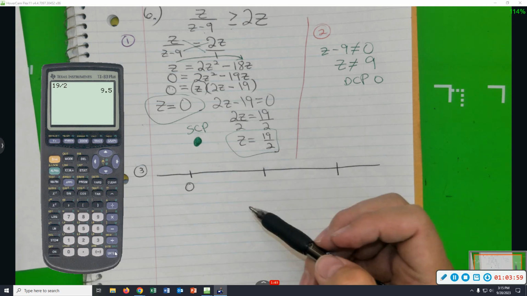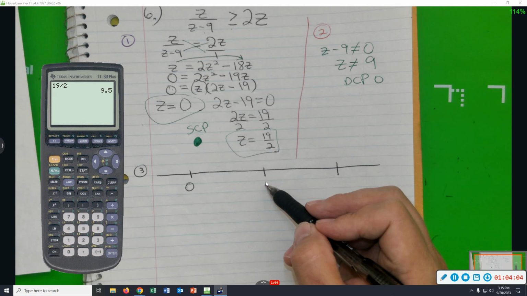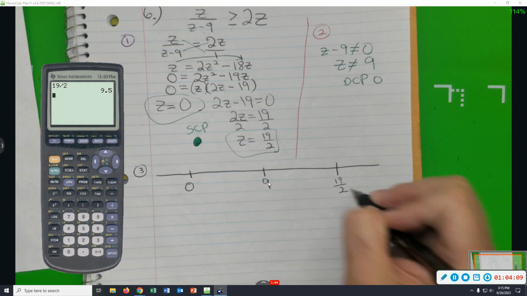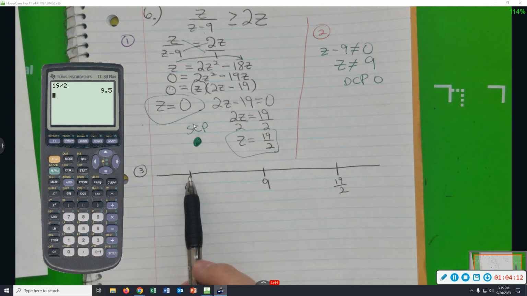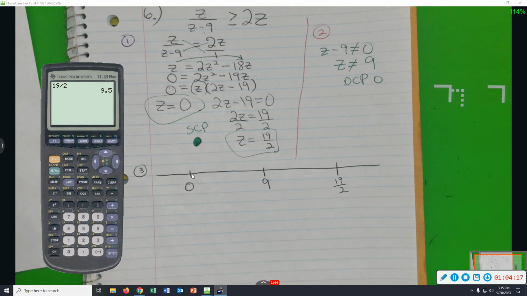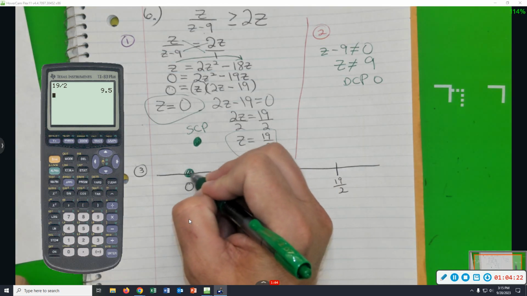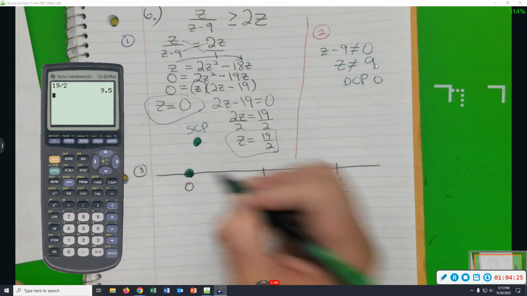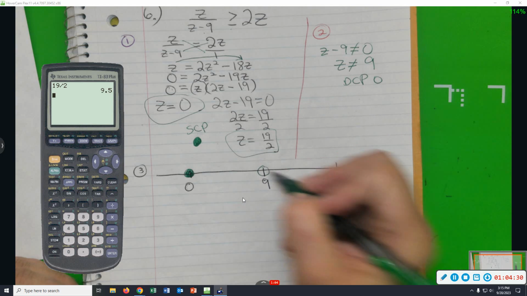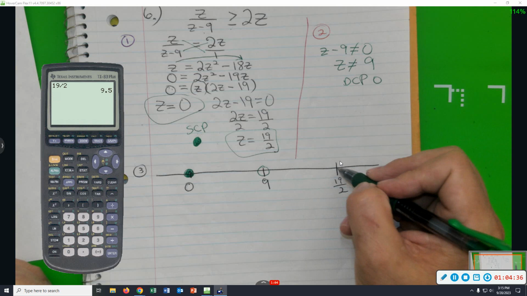Now 19 halves, maybe you want to think of that as a decimal. 19 divided by 2 is 9 and a half. So what's going to go next? 9 or 19 halves? 9 and then the 19 halves. Do the circles. Okay. How do we label 0? Open or closed? No, 0 is closed. Okay. And then 9 is the one that's open. 19 halves, it's another solution cut point, so closed.